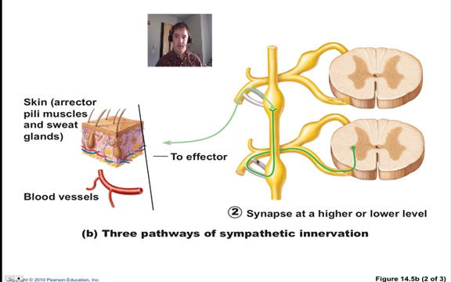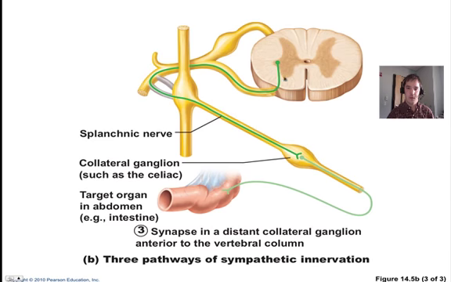You can see here we can synapse at a higher or lower level. We can travel up that ganglia, or we can not even synapse in that ganglia, or synapse at a distant ganglia that's anterior to the vertebral column, and then our postsynaptic fiber would innervate its target organ.